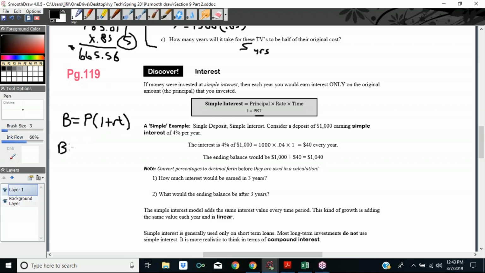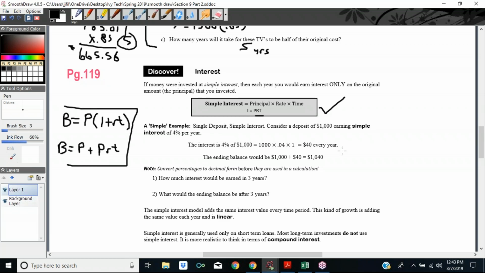Or another formula could be the balance is the principal plus the PRT, the interest. So it's the principal plus the interest, principal times rate times time. Now the rate in this case has to be a decimal, okay? So if the rate is 5%, you need to put it as a decimal, 0.05. So this is how you find the balance. This is how you find the interest.